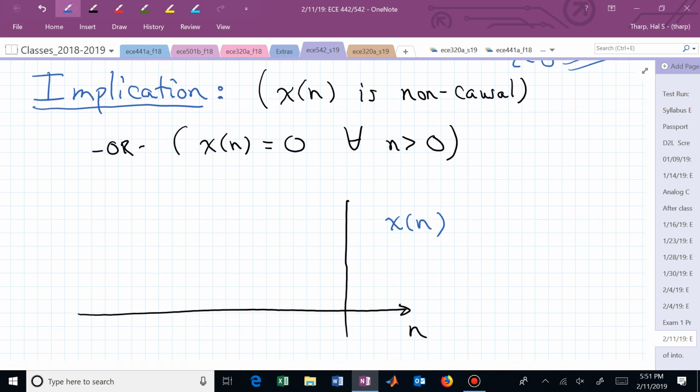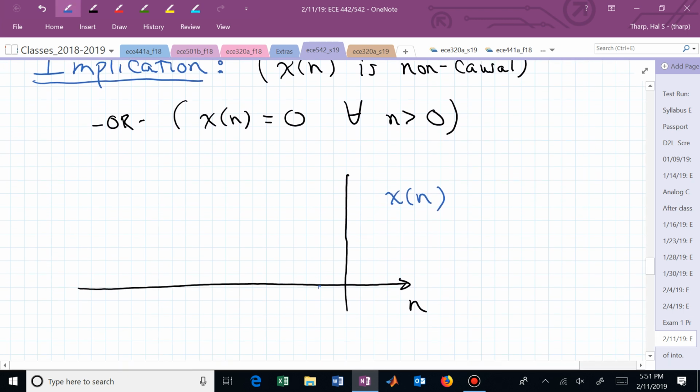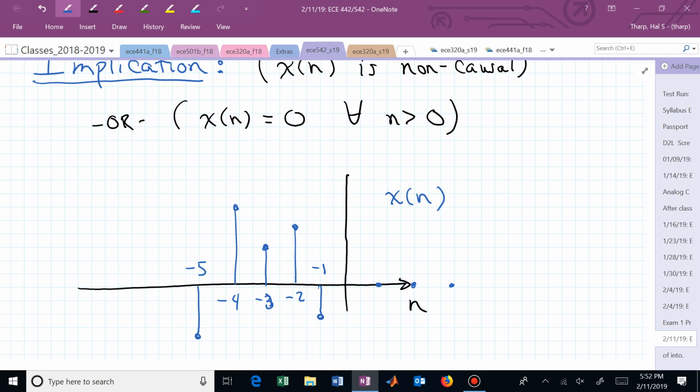And if we sketched that, we would now say, oh, we have something at -1, something at -2, something at -3, something at -4, something at -5, but nothing for n positive. N positive has to be 0. That's the implication of having a region of convergence that's a disk, interior to all the poles.